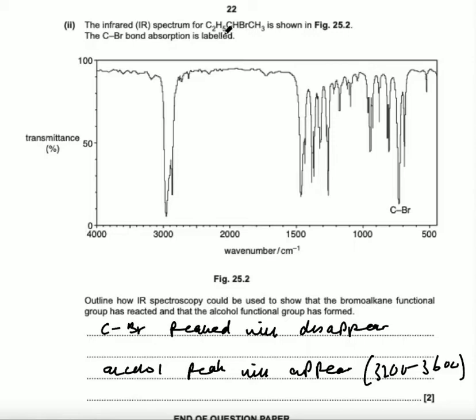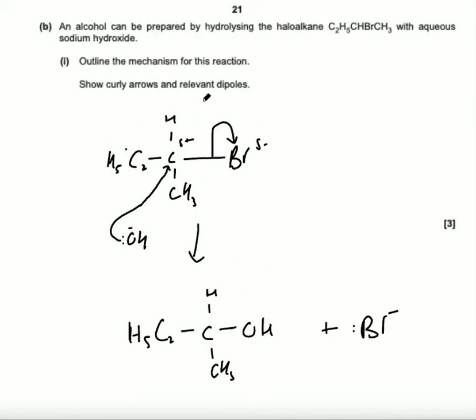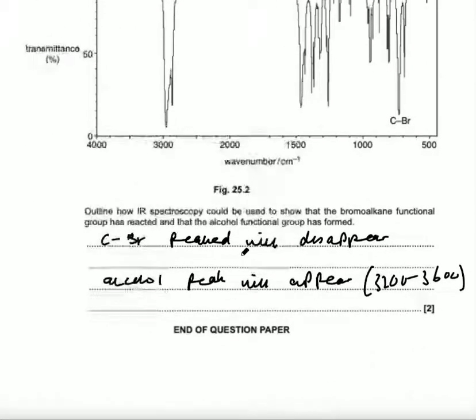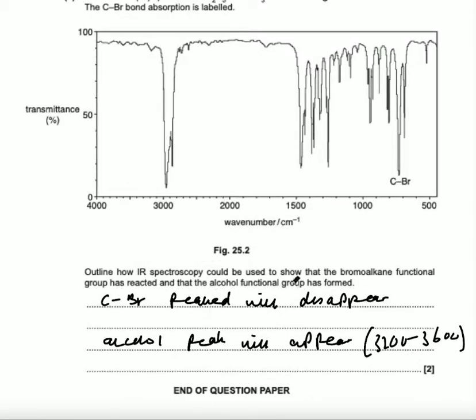The infrared spectrum for C2H5CHBrCH3 is shown here. The C-Br bond absorption is labelled, so over here. Outline how infrared spectroscopy can be used to show that the bromoalkane functional group has reacted and the alcohol functional group has formed. Okay, so basically it's asking how do we know that this reaction has occurred?